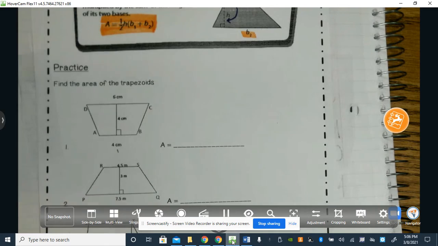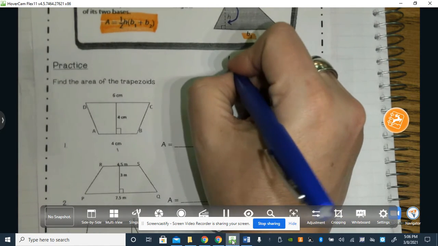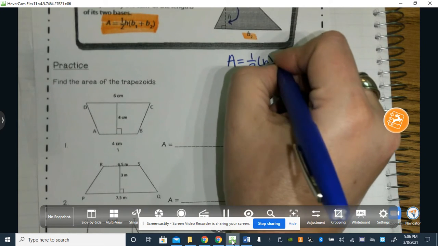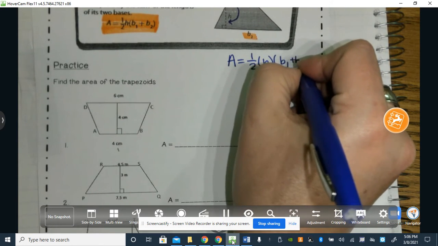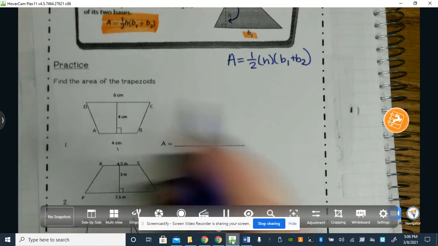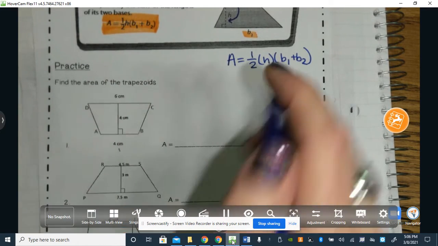I always like to rewrite my formula so I know what to plug in. My area is equal to 1/2 times my height times (base 1 plus base 2). I just like putting stuff in parentheses because it puts it together, knowing I need to put something there. So I'm going to look at this trapezoid.